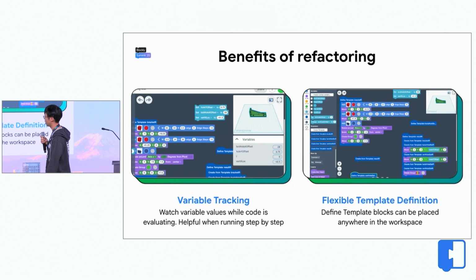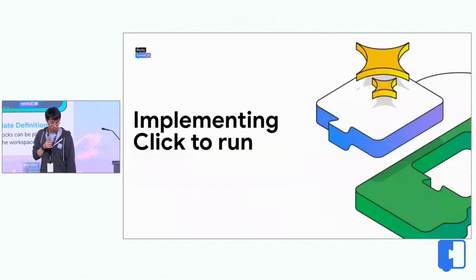As a result of some of this refactoring, we unlocked some new features that we didn't have before, like variable tracking, where as you're playing through the design, you can see what the variable values are, which is very helpful in debugging, especially in a coding environment. And then to address that third challenge that I had earlier, where those template definitions had to be placed in a very specific place, now that's not an issue, because now they can be placed anywhere, because we filter those out to begin with.